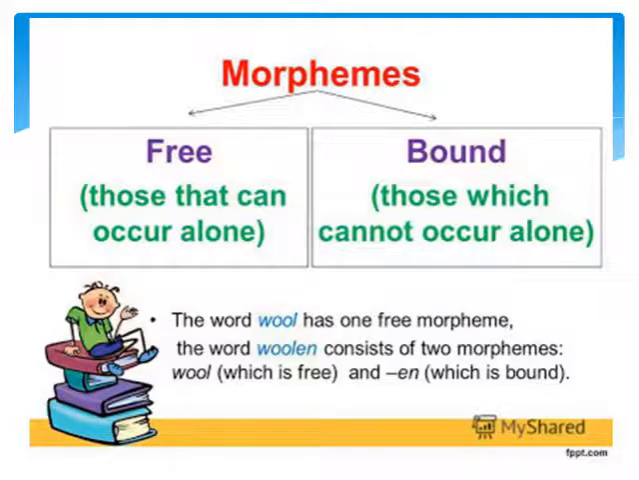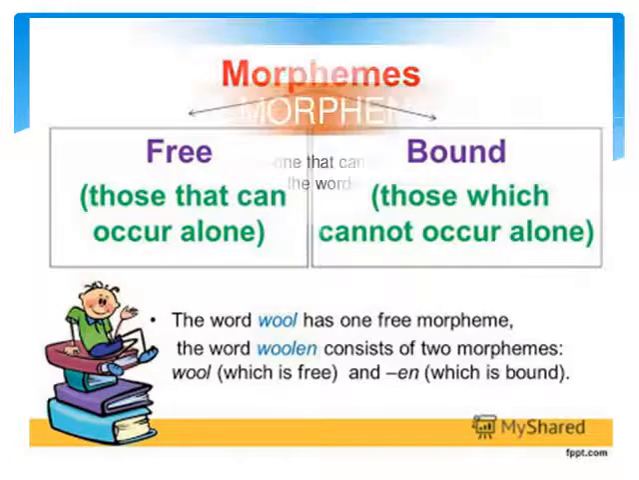The same word can be transformed into woolen, but when you make it woolen, it consists of two morphemes, wool and en. So there are two morphemes here, and wool is the free morpheme, and en, which is the last part of the word, also called a suffix, can be called a bound morpheme.